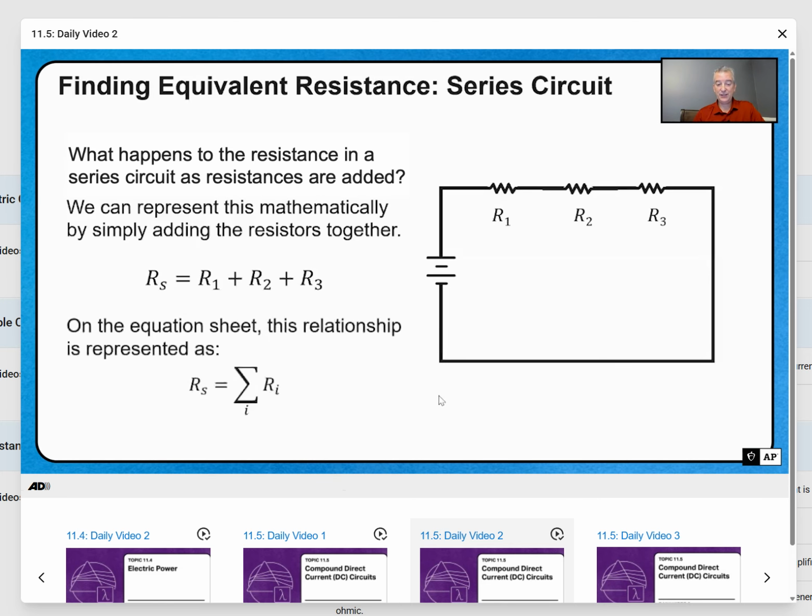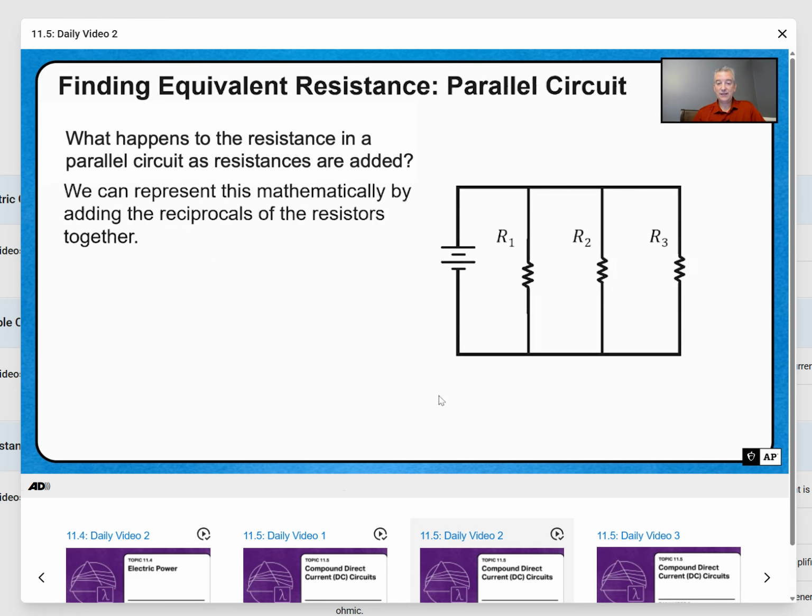On the equation sheet, you will see this relationship represented as R sub S is equal to the sum of all the individual resistors. What about in a parallel circuit? Now remember, in a parallel circuit, when we added resistors, the resistance actually goes down and not up. So mathematically, this can be kind of confusing.